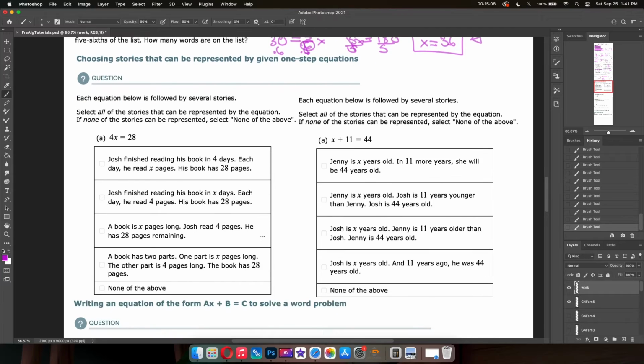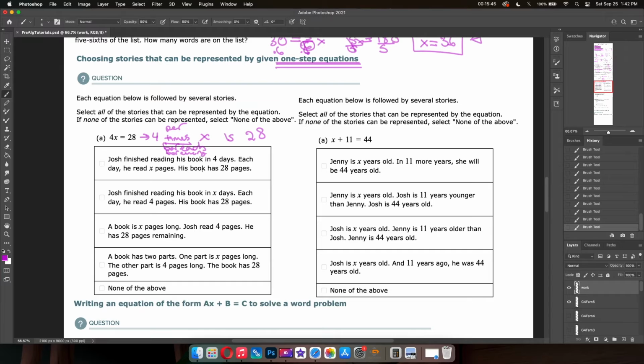Next, choosing stories that can be represented given one-step equations. So now we're backtracking to our one-steps because we want to make sure you understand the vocabulary of it first. You'll see here, remember, it's worth translating. This is 4 times x is 28. And whenever you have the word times, you can have words like per, for each, and for every. And what you're looking for is those kinds of phrases when you're looking at your options.